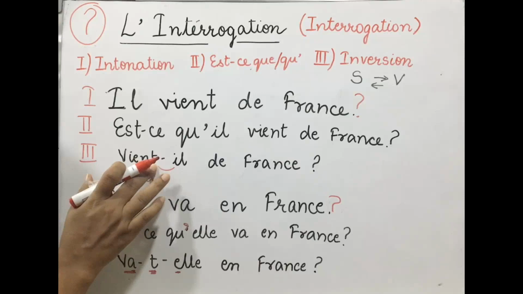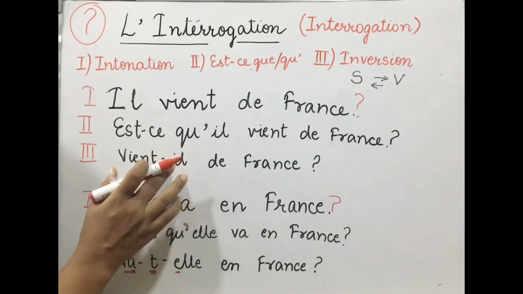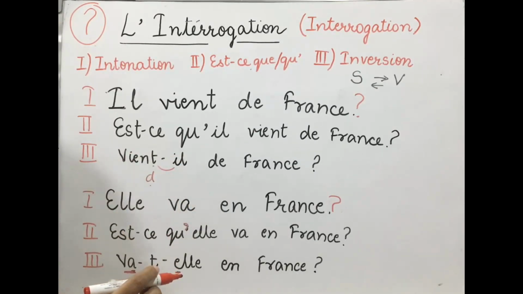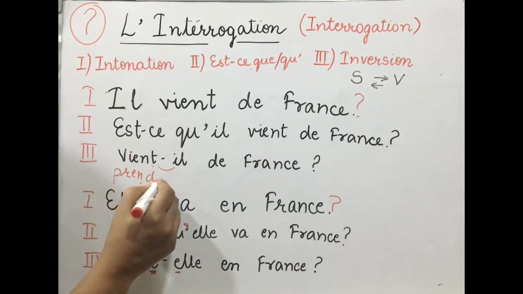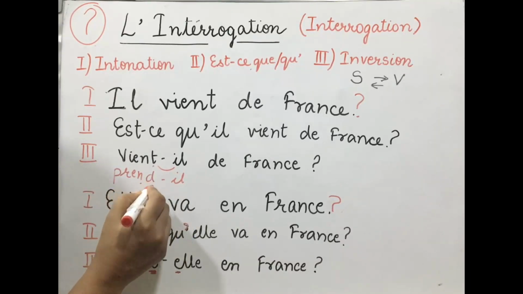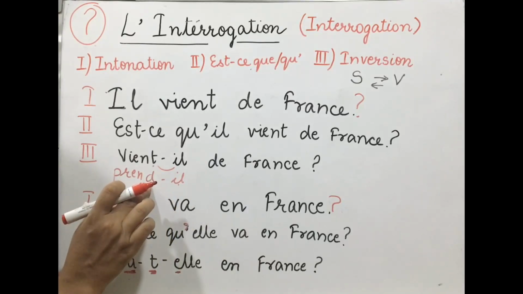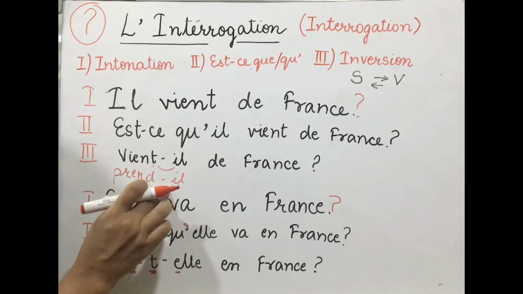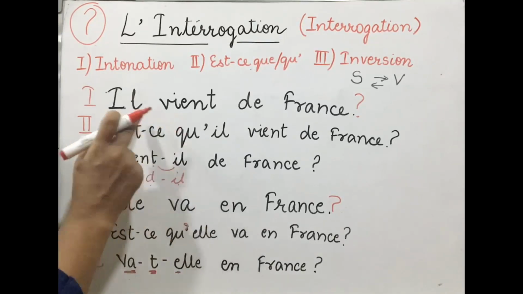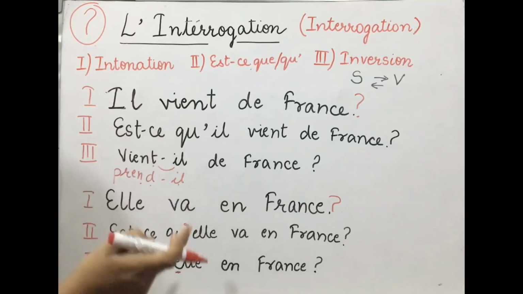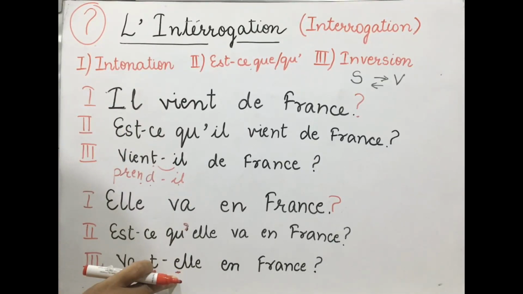Here, if it was ending in T, it already had a liaison. Okay, so it became vient-il. Or if the verb is prend, let's say prend. Then also it becomes prend-il. So here it is ending in a consonant, so there is no vowel clash. But here there was a vowel clash. Generally this would be there with the third person, il or elle. Okay, it would generally be there with the third person singular only.